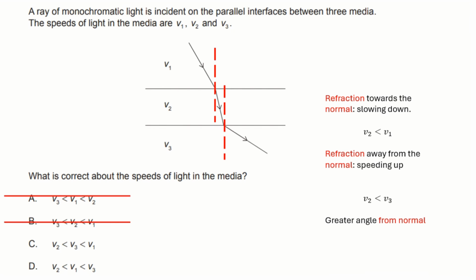And what that means is that the speed in V3 is greater than that of V1. So again, we get rid of that one, and we've got our answer there, which is D.